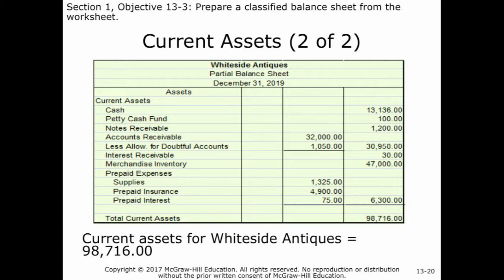So liquidity in this case means items that can be converted into cash quickly. And cash is a highly liquid asset, so it is listed first in the current asset section. And then the total current assets for Whiteside in this case is $98,716.